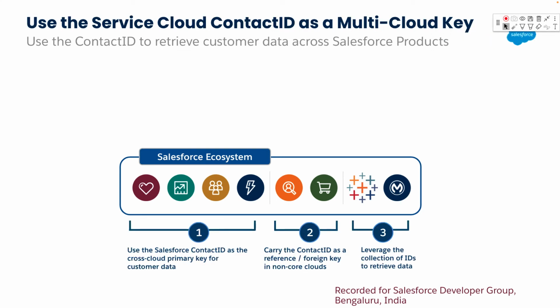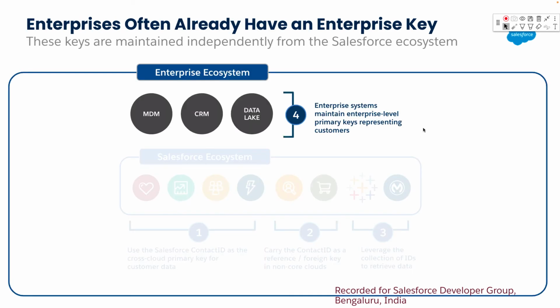Right, as we were talking about, we have used Service Cloud Contact ID as a multi-cloud key, and we are able to carry that contact ID as a reference key, as a foreign key into other clouds, and make things happen. As we move forward, we speak about the enterprise ecosystem. Like suppose my customer has some sort of data lake. Ecosystem is that these keys have to be maintained independently.